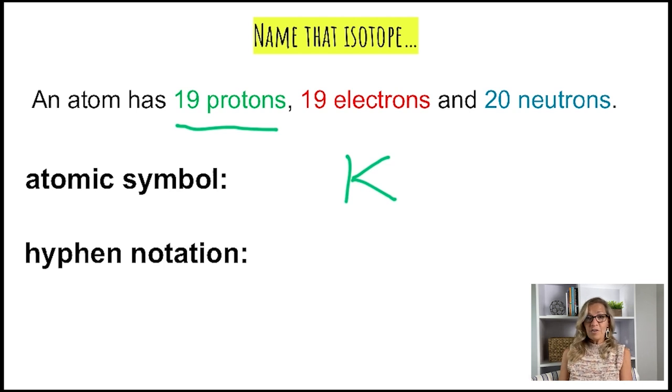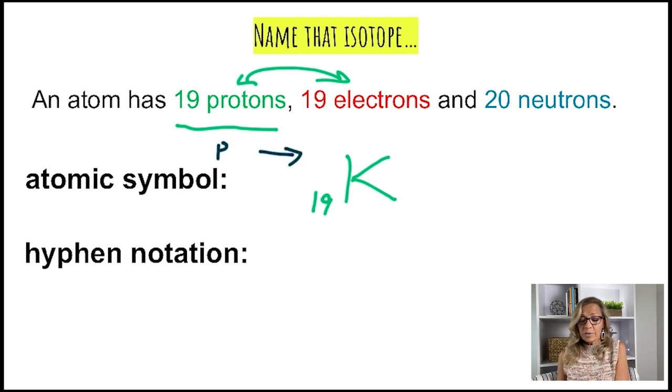Now, that number of protons, the atomic number, goes on the bottom left. Okay, so we already know that. This thing is electrically neutral. I noticed that the protons and electrons are equal, so that's an atom. And then how do we get the top number, the mass number? Well, the mass number is equal to the protons plus the neutrons. So 19 plus 20 is 39.